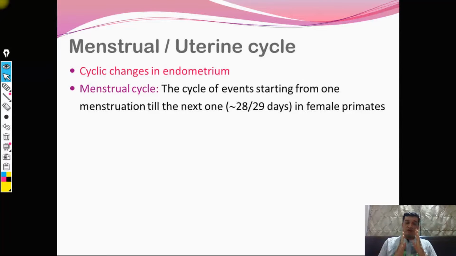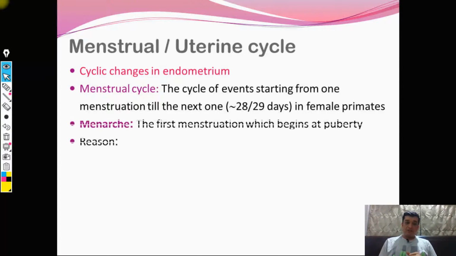So I hope that you understand. But these changes are, as I told you, in animals other than the primates. For example, you will understand in pharmacology that the rat undergoes such changes in estrogen, which is referred to as an estrous cycle. Okay, let's move toward the details of the menstrual cycle. Definitely, the first menstruation occurs at the age of puberty.